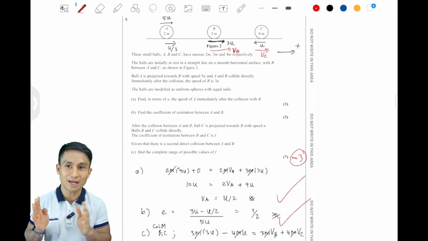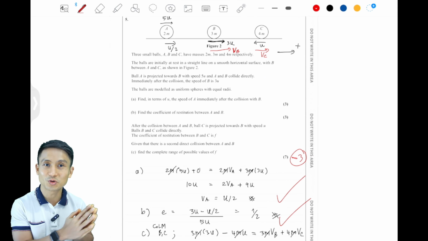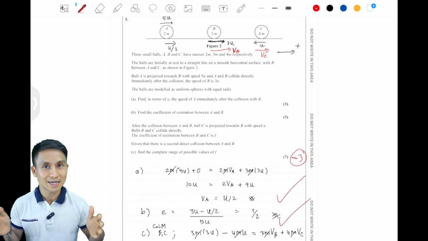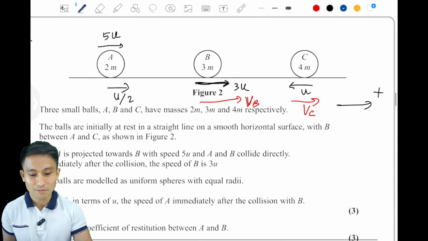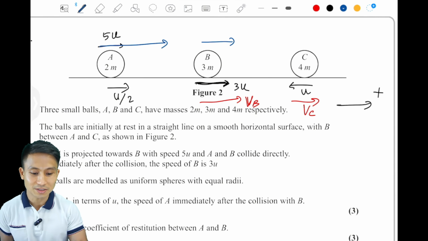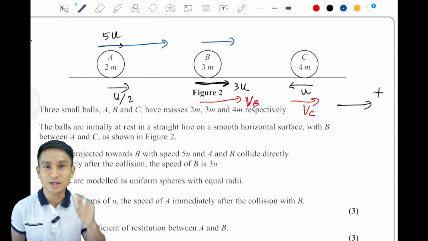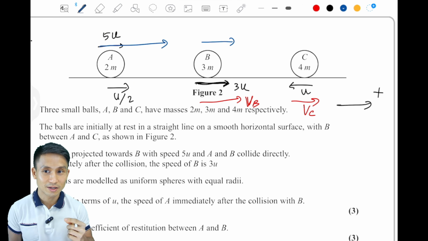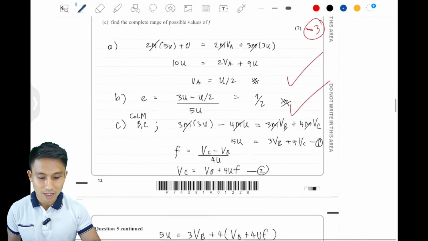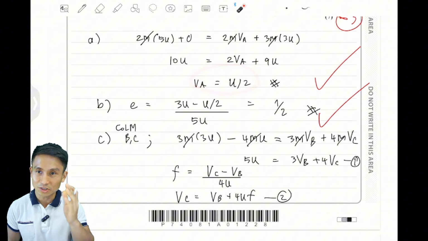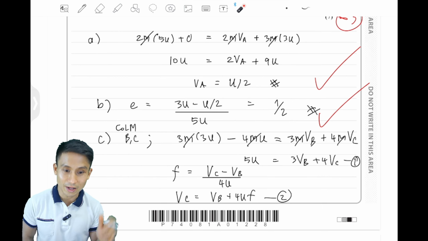for B to hit A again, the direction of motion of B after hitting with C should be reversed. But that doesn't need to happen because I didn't think about this case where B is moving to the right and A catches up. That can also allow the second collision between A and B. And let's just find that condition, right? So we already know that the VA after the collision with B at the first time is u over 2, which is directed to the right, okay?